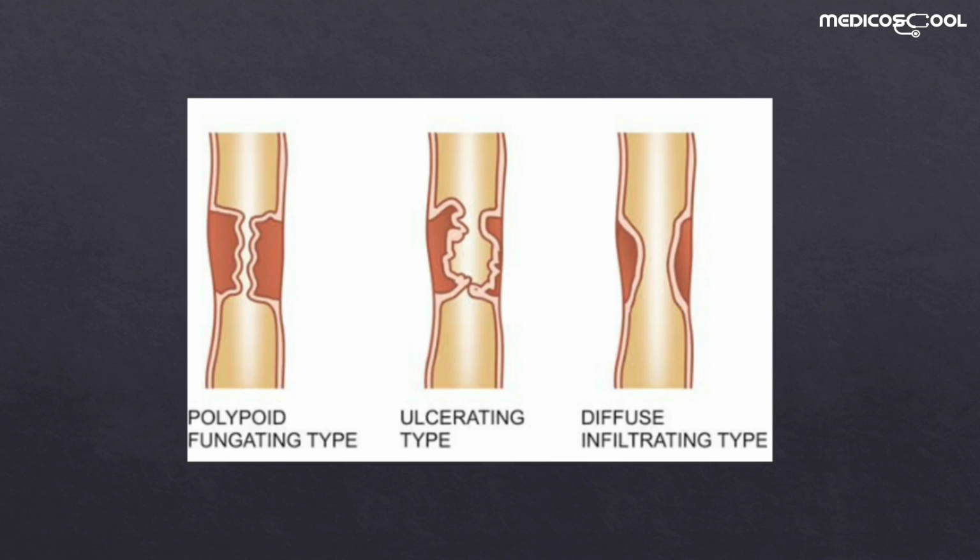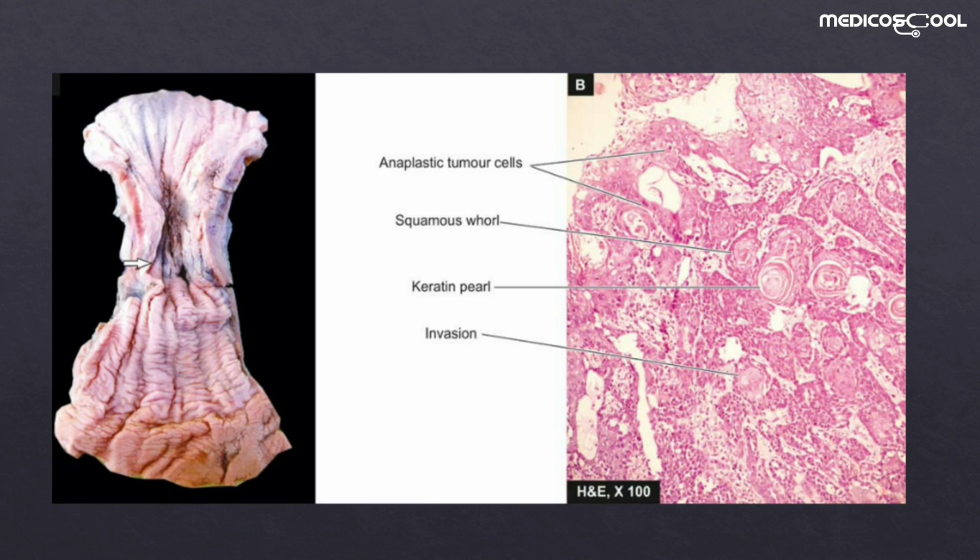Here you can also see these. It is the polypoid fungating type of squamous cell carcinoma protruding into the lumen of the esophagus. Here you can see the ulcerating type having ulcers and the everted margins. These are the everted margins, and here you can see the infiltrative type infiltrating into the wall of the esophagus. This is another picture showing the esophagus, of the infiltrative type, in which the squamous cell carcinoma infiltrates into the wall of the esophagus, causing thickening of the wall and narrowing of the lumen of the esophagus.